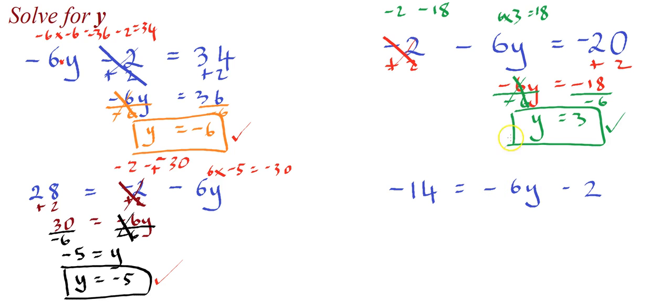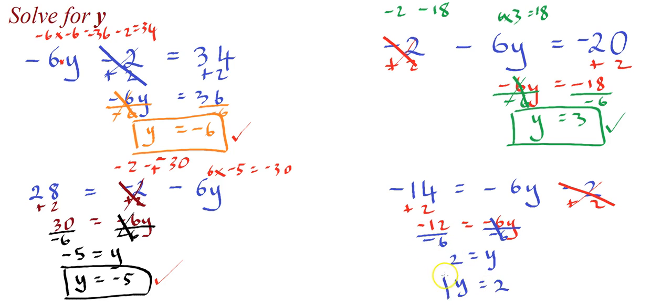And the last one over here, we've got minus 14 equals minus 6y minus 2. So let's do the opposite here. We eliminate and cancel out the minus 2 on that side. We're left with minus 6y. On this side, minus 14 plus 2 is minus 12. What comes next? We have to cancel out multiplying by minus 6 by dividing by minus 6, and we do that to both sides. And what's left is y, and on this side minus 12 divided by minus 6 is 2. So y equals 2.